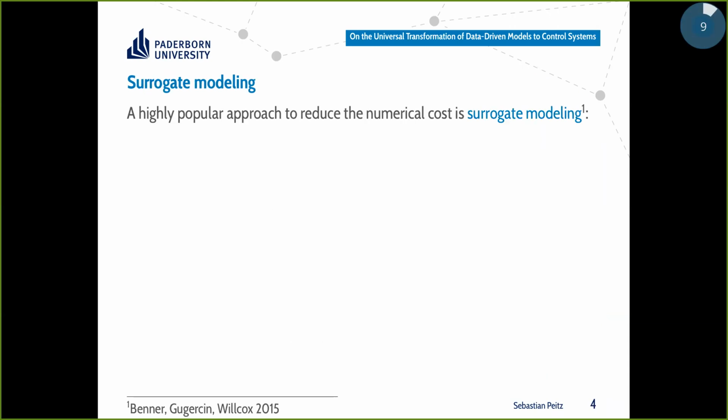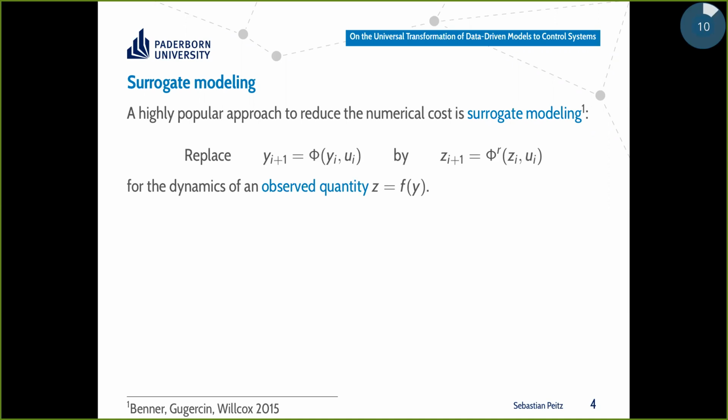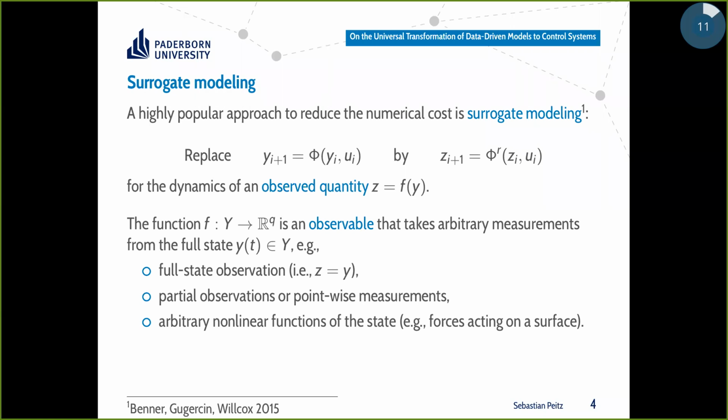So, and how to do this? This is usually what's known as surrogate modeling. The reference 1 here is a very nice survey paper about projection-based approaches, but there are other ways as well. But the general approach of all of these methods is to replace the dynamical system phi by a reduced version phi r that does not necessarily predict the entire state y, but some observed quantity z. So there's a relation between your full state y and your observed state z by this observable function f. And this can now be of very different types.